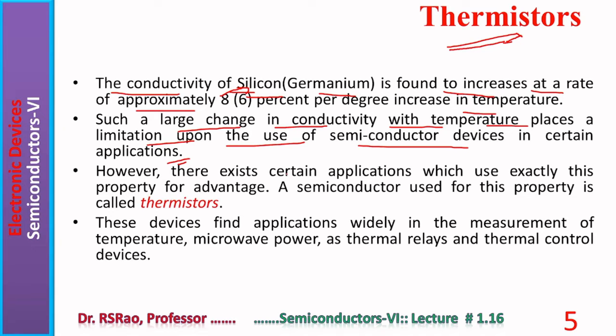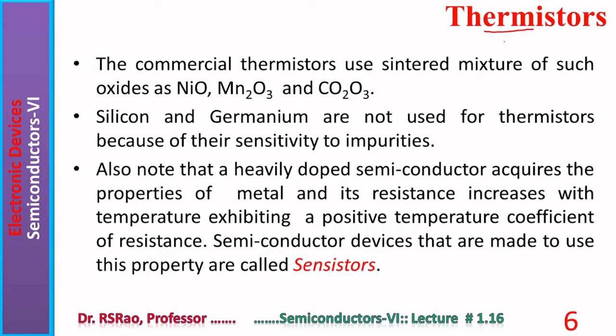However, there exist certain applications which use exactly this property for advantage. The semiconductor device used for this property is called a thermistor. These devices find wide applications in the measurement of temperature, microwave power, and they are also used as thermal relays and thermal control devices. Some more points regarding thermistors.